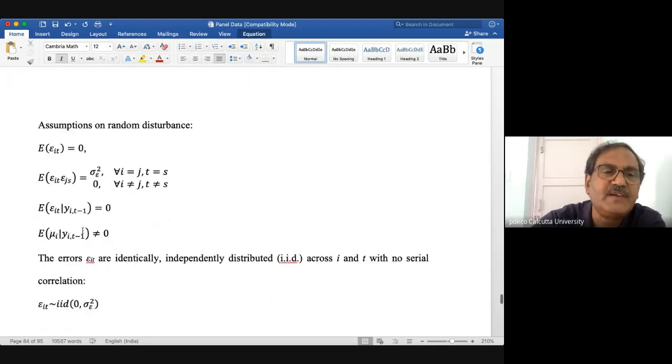Next assumption, for the time being, suppose the expected value of epsilon it given yit minus 1 equals 0. This assumption is needed to get a consistent, unbiased estimator in OLS. But if this assumption is violated, then the problem of endogeneity appears.